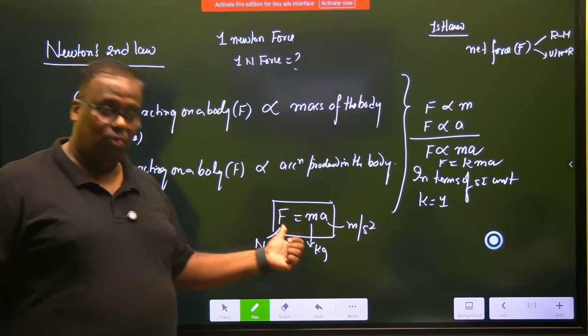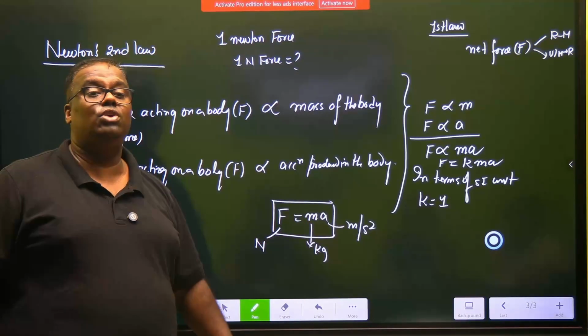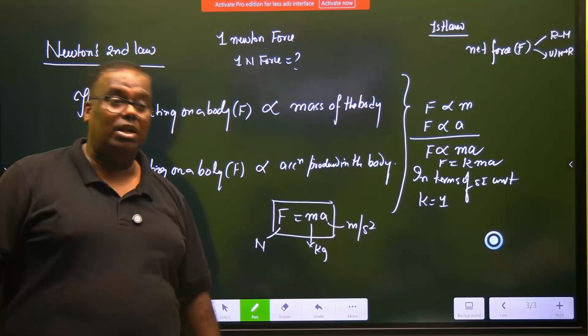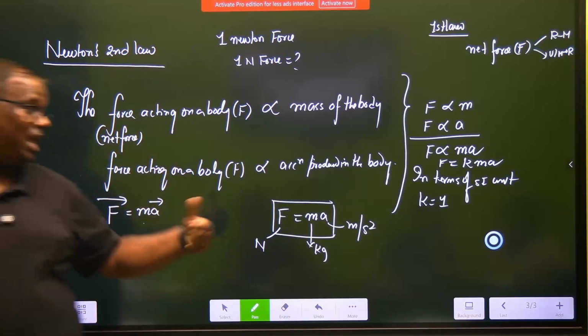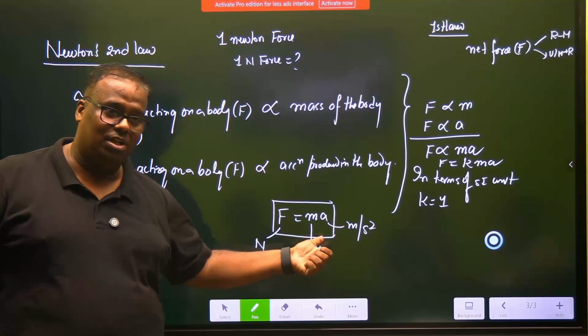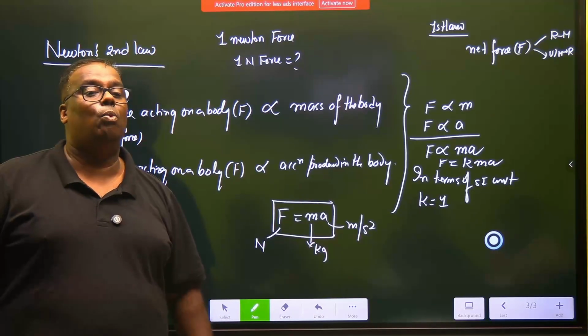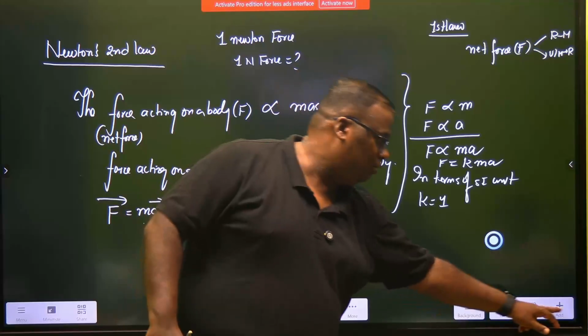1 Newton force, when acting on a body of 1 kg, produces an acceleration of 1 meter per second square. 1 Newton force is defined as that force which, when acting on a body of 1 kg, produces an acceleration of 1 meter per second square. Now let's feel that. How do you feel it?